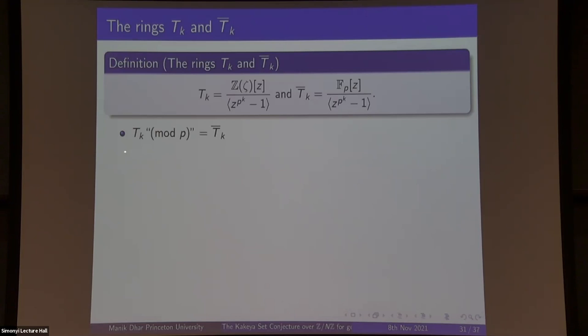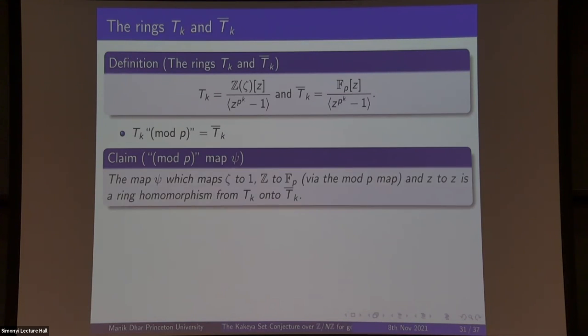Yeah. So, okay, the mod P operation I mentioned sends Z to FP and zeta becomes one. So basically T^k mod P is precisely T bar^k. And little z does nothing, just maps little z to little z. So our mod P map is basically the map which maps zeta to one, Z to FP via the regular mod P map, and little z is untouched. And it turns out this thing is precisely going to be a ring homomorphism. So it will respect addition and multiplication.